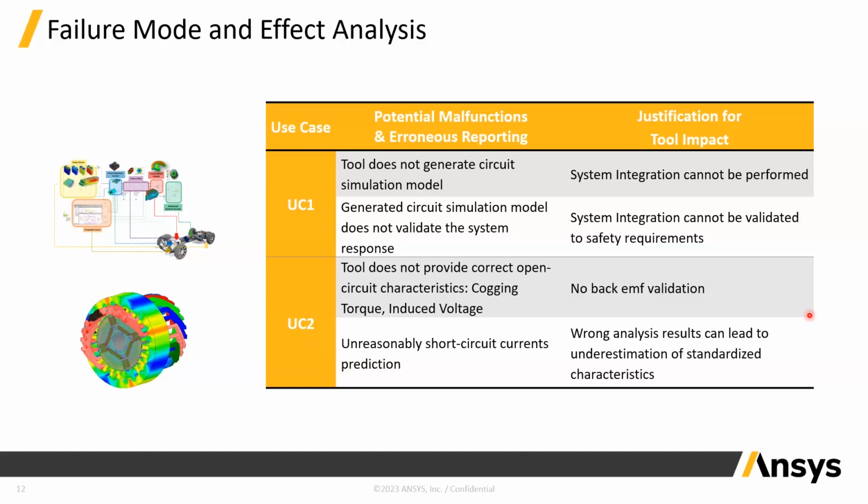A second important aspect of this second case scenario, a potential malfunction, is unreasonable short circuit current prediction. It's exactly the same type of behavior as previously, but in the short circuit environment: how to properly calculate the short circuit characteristics of an electrical machine from a given simulation, and how the simulation can emulate the already predefined bench assembly required by standards to validate the final product.